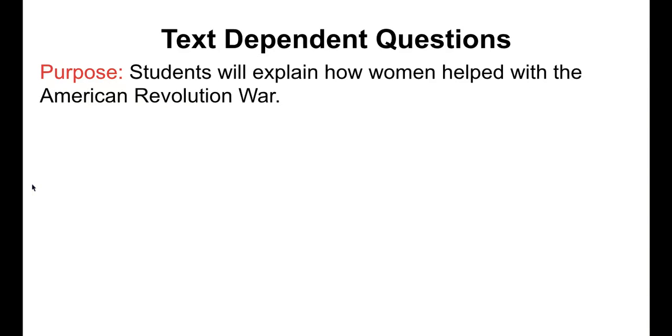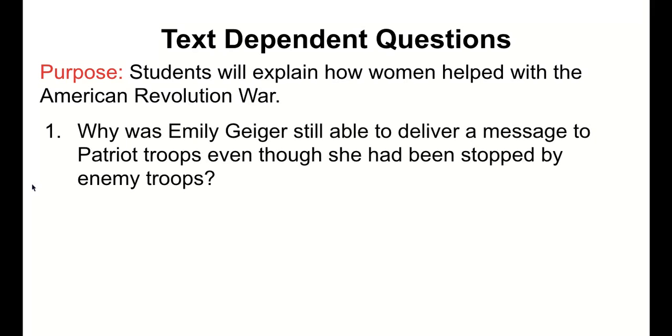Now that you have read our text, we're going to focus on one text dependent question. Remember, your first read, you were focusing on explaining how women helped with the American Revolutionary War. Our question is: why was Emily Geiger still able to deliver a message to Patriot troops even though she had been stopped by enemy troops?